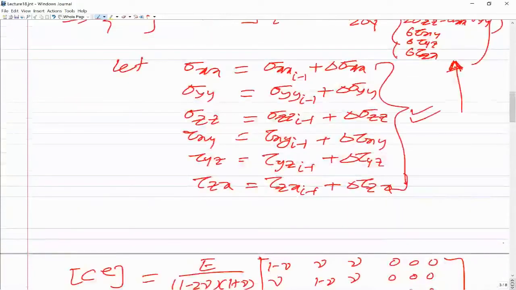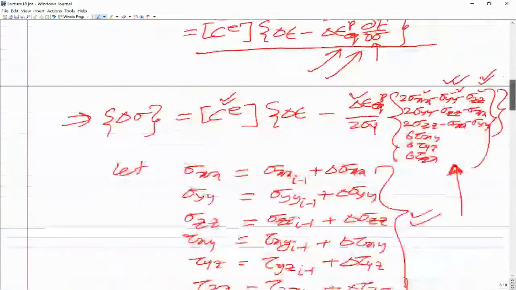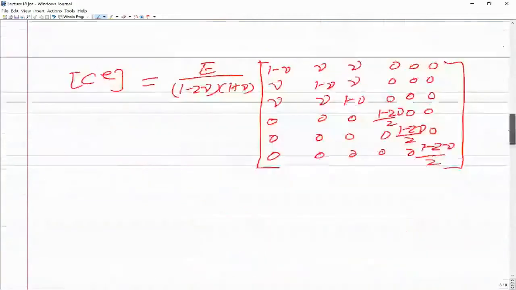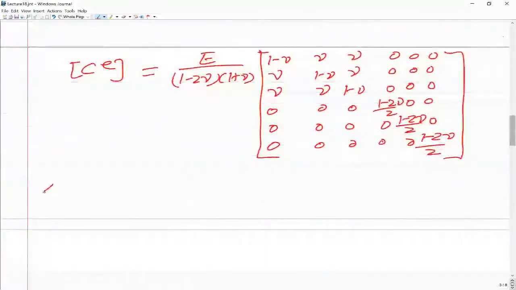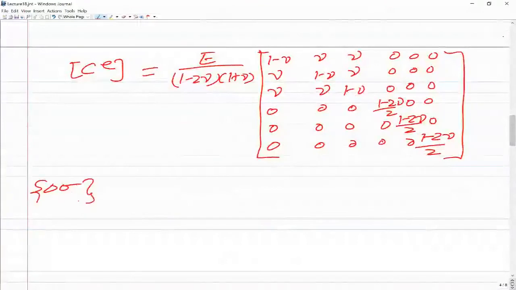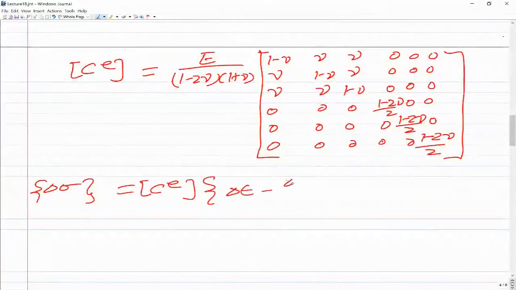Now if we substitute these expressions in this equation, then you can write delta of sigma is equal to Ce, the elastic constitutive matrix, into delta of epsilon, minus delta of epsilon equivalent p upon 2 sigma y. You can do a similar derivation for kinematic hardening.